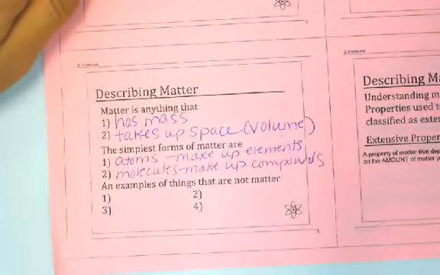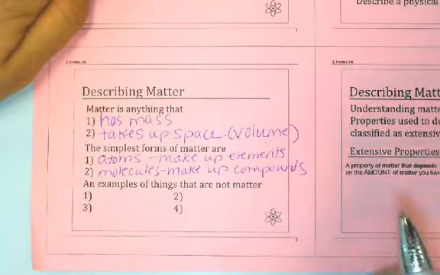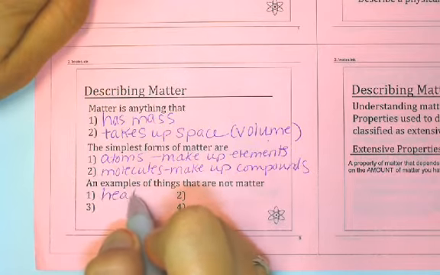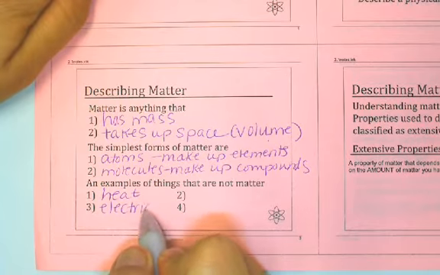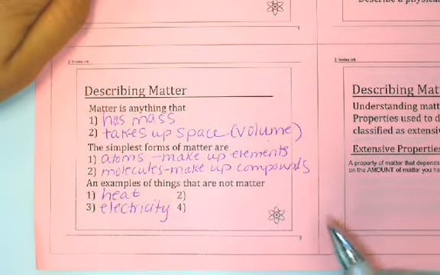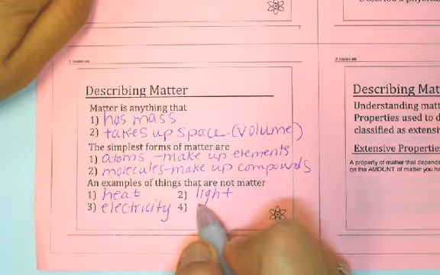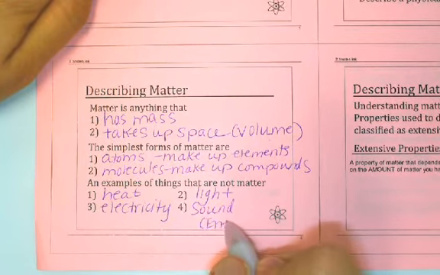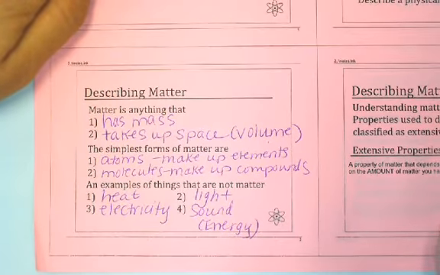So let's list some examples of things that are not matter. Things that are not matter are usually different forms of energy. So for example, heat is not matter. Electricity is not matter. Light is not matter. Sound is not matter. Again, these are all forms of energy. These can be given off or absorbed by matter, but they are not matter themselves.